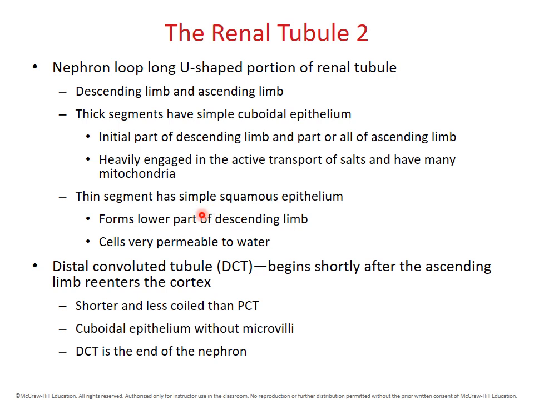The thick segments are constructed again from simple cuboidal epithelium, and the thick segments tend to form the beginning of the descending limb and almost all of the ascending limb. All right, so the very beginning of the descending limb and almost all of the ascending limb is what we call the thick segment. And the cells of the thick segment are, as you can see here, involved in active transport of salts.